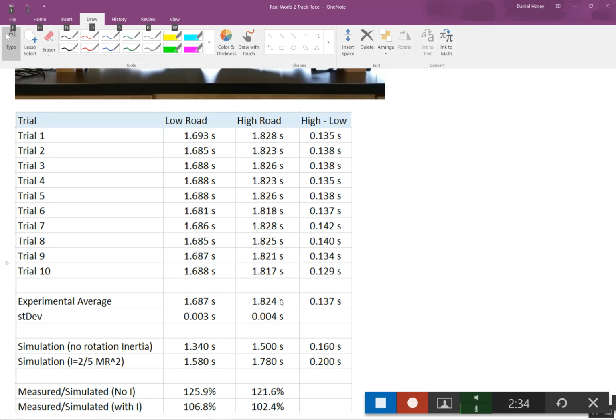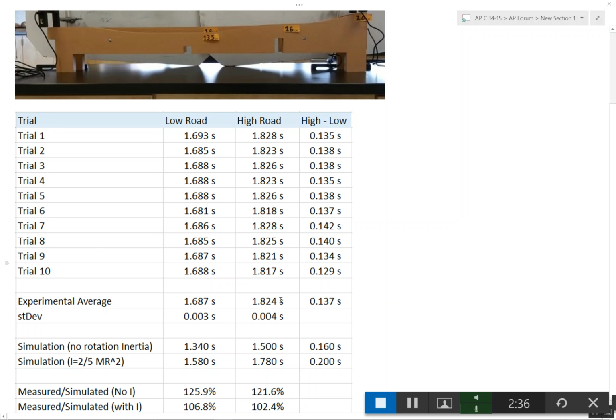I was impressed with the simulation. But I suppose it's not that hard to be impressed with yourself.